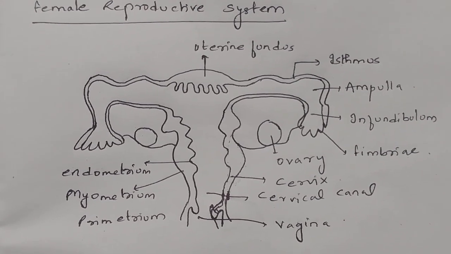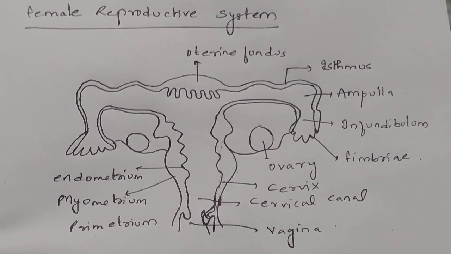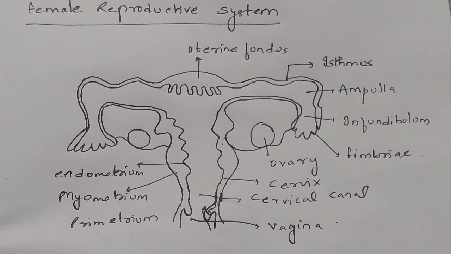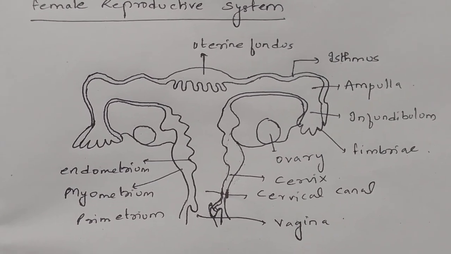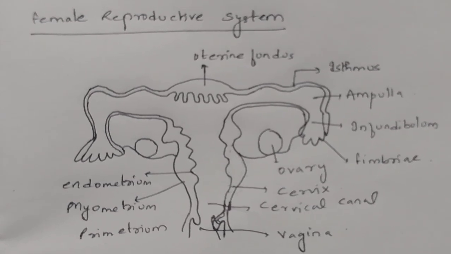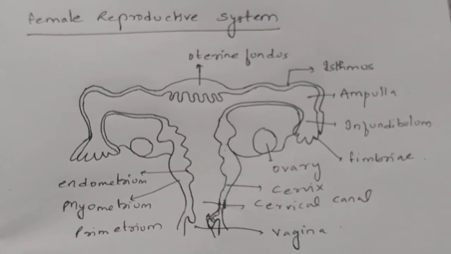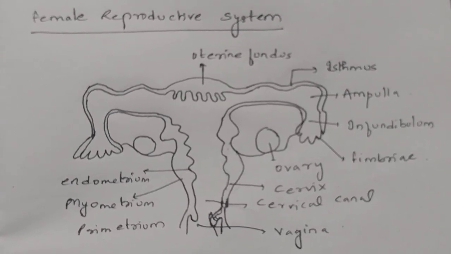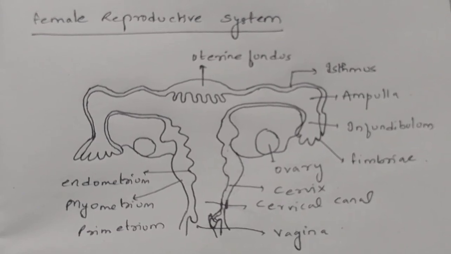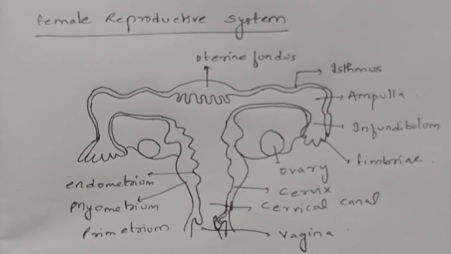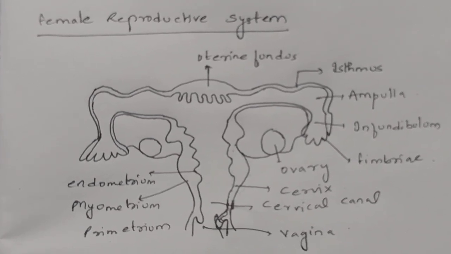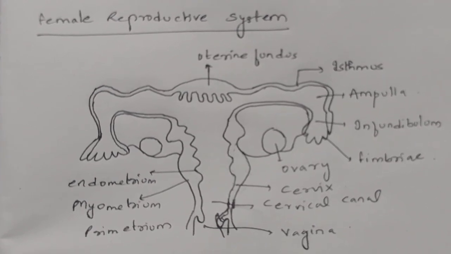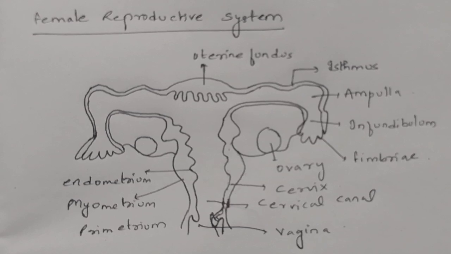See here, if you look at the uterus, we have written the uterine fundus, right? Fundus is nothing but the upper part of the uterus. The uterus is single and womb shaped. It is actually the shape of an inverted pear. The uterus is attached to the pelvic wall by ligaments. The uterus opens into the vagina through the cervix, and the cavity of the cervix is called the cervical canal.